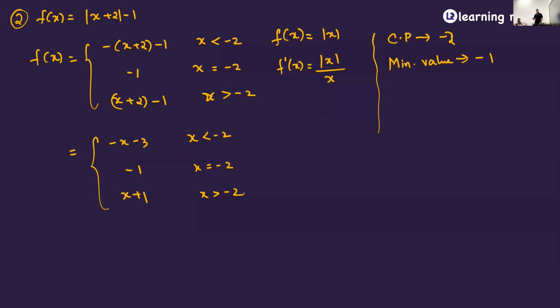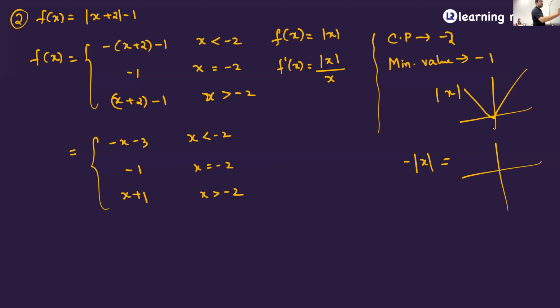Are you able to understand? So listen to this. If this kind of problem comes in an exam, if it comes in an MCQ, you can directly use logic to write the minimum or maximum value. So remember, whenever you have mod of x, the graph is going to be a V-shaped graph. Whereas when you have negative of mod x, the graph is going to be an inverted V.